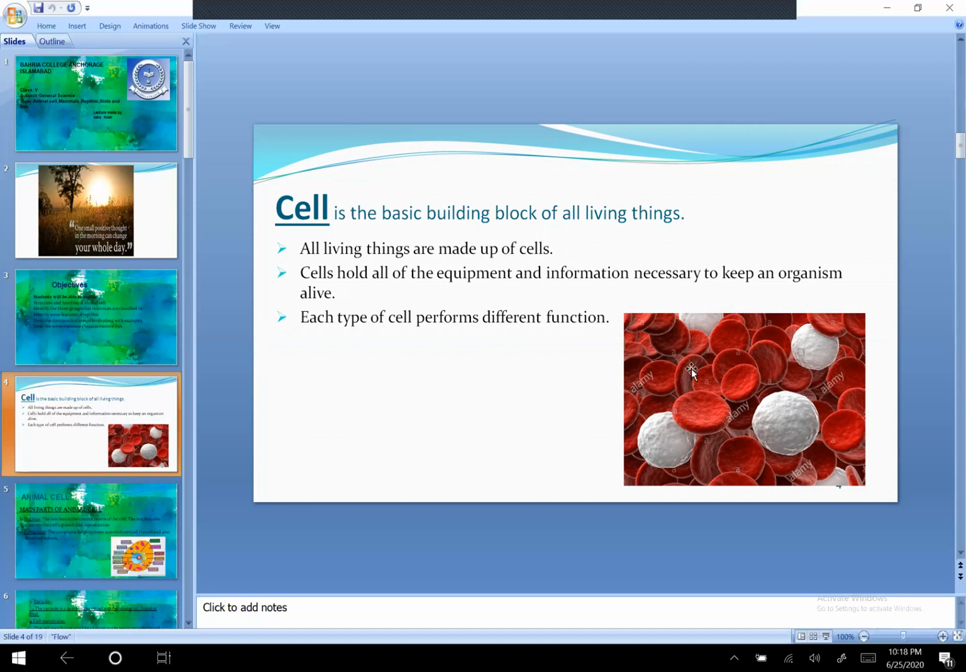You can see the diagram, blood cells in front of you. Red one, oval shaped are red blood cells that carry oxygen around the body. The function of these oval shaped red blood cells is to carry oxygen throughout your body.